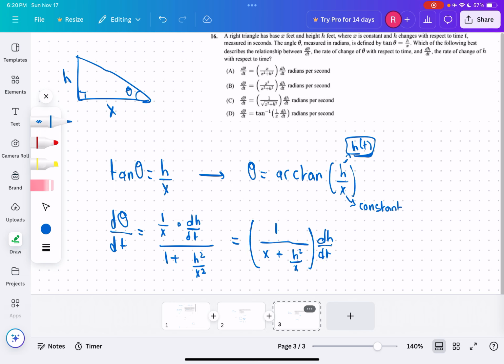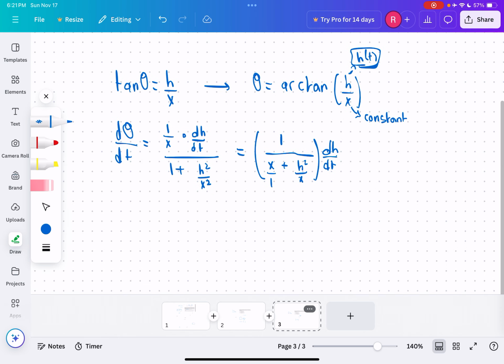Now, if you notice over here, none of the answers looks exactly like my answer. So don't panic. Over here, you have a chance to make a common denominator, and I advise you to do that, because if you do, you're going to notice that it will be one of the choices above. So now it equals 1 over, if you do a common denominator, x to the power of 2 plus h to the power of 2 over x, all of it, dh over dt.